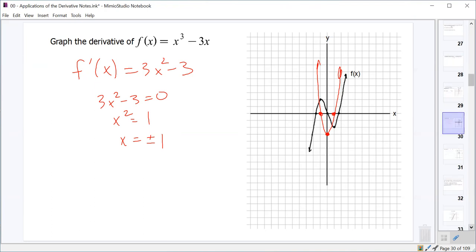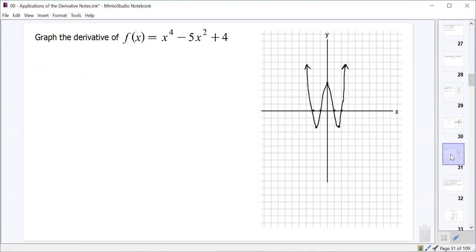Our next one is a nice easy polynomial again. In order to take the derivative of this, we'll again use the power rule. So f prime of x is equal to 4x cubed minus 10x. And the y-intercept, since there's no constant term, must be 0.